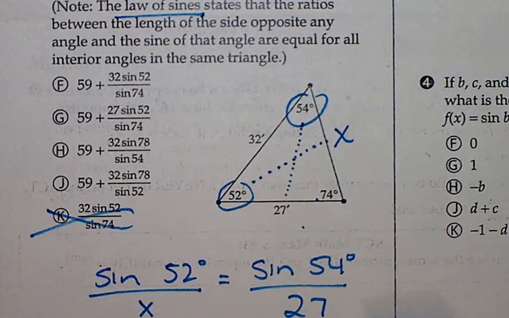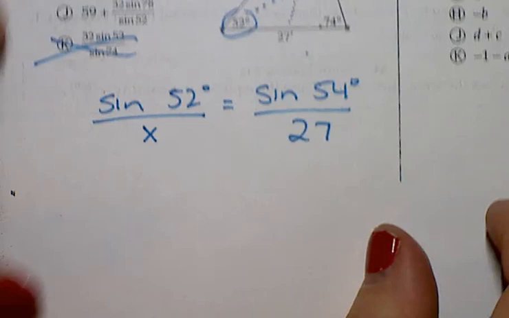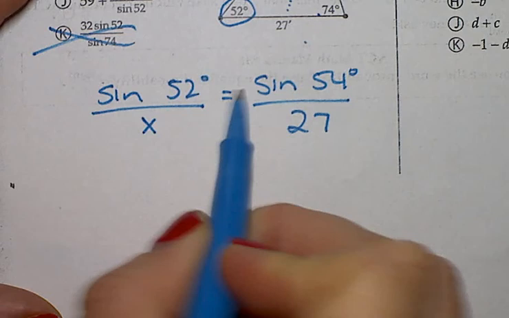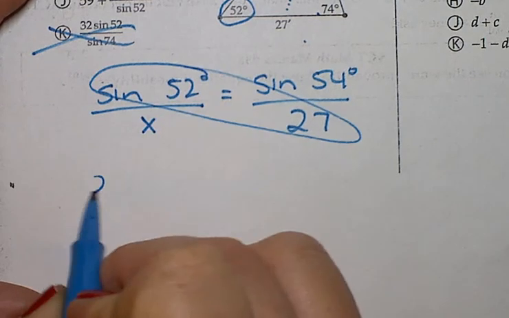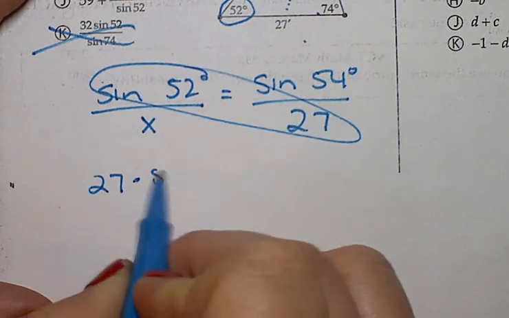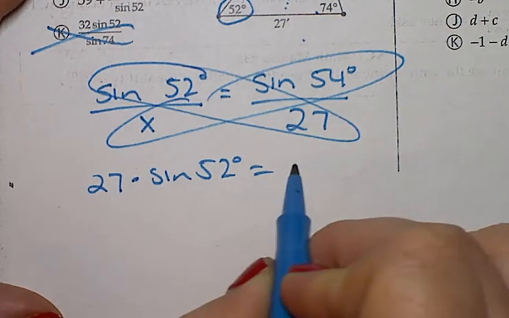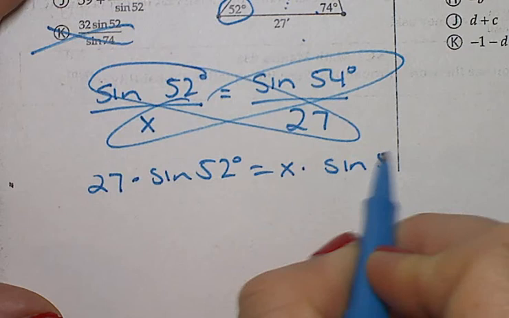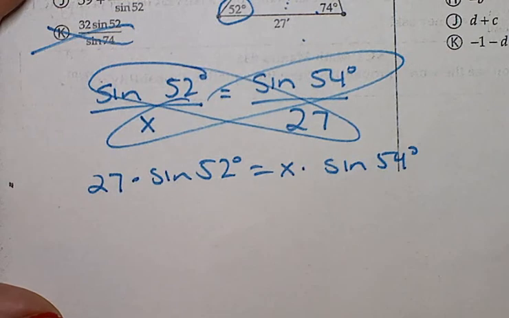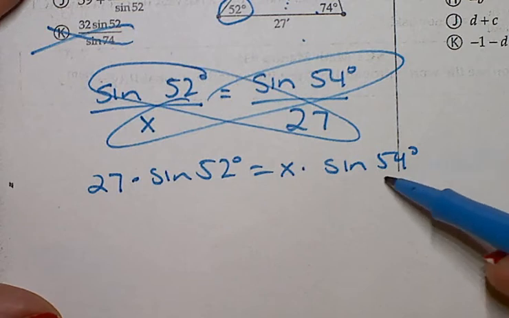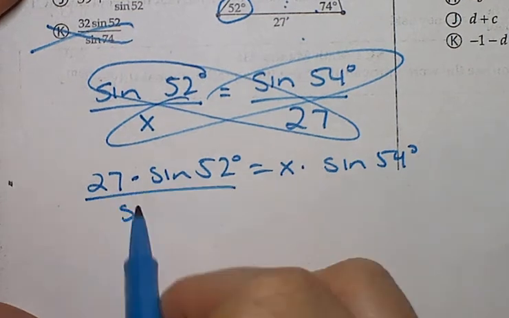Now if I asked you to solve for x, here's how you do it. You're going to use cross multiplying. Please don't get ahead. First you'd multiply these, 27 times the sine of 52, and then you'd multiply these, x times the sine of 54 degrees, right? And then you would divide. So you divide by the sine of 54.